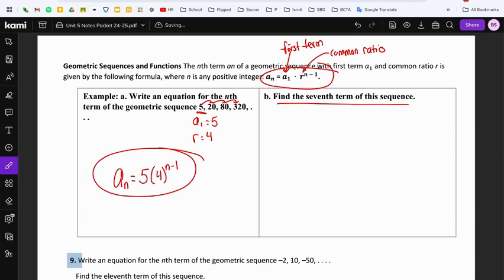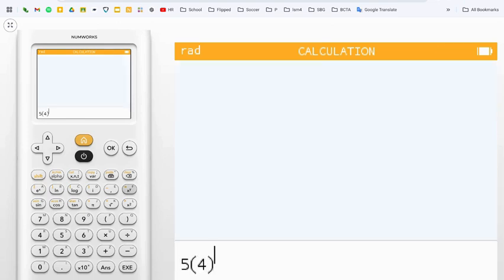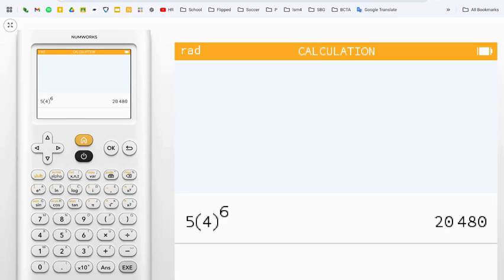Then it says find the seventh term of the sequence in B, and that's n is equal to 7. So I'm going to plug in n is equal to 7 to calculate this. Yes, we can do a little bit of simplification of 7 minus 1. This is 5 times 4 to the 6th power, which in our calculator we can handle, to say 20,480 would be our seventh term.